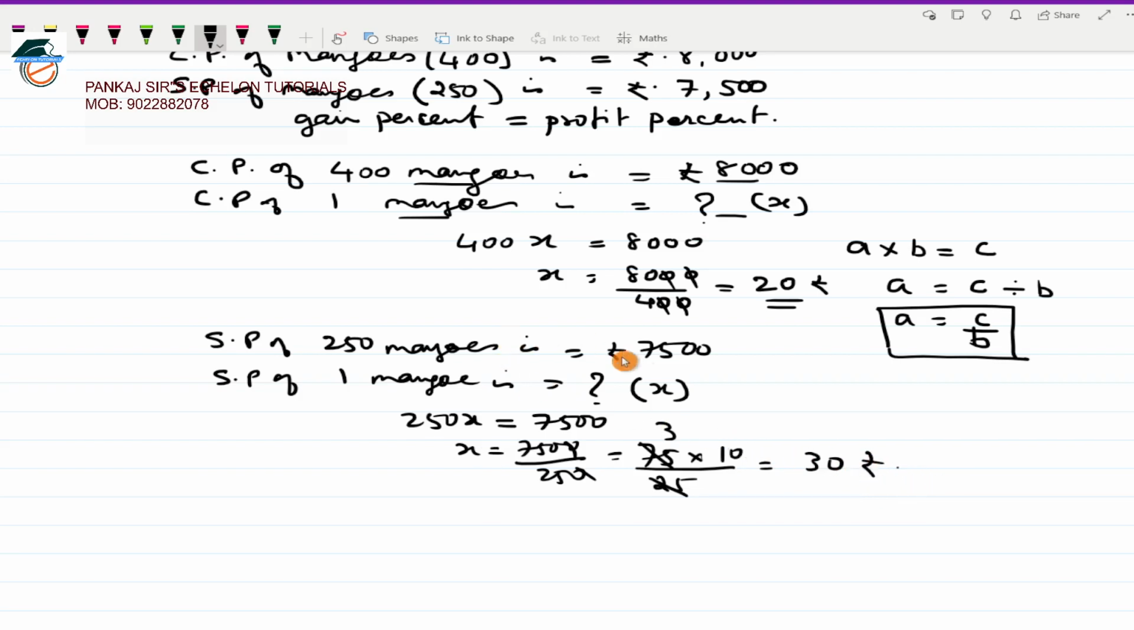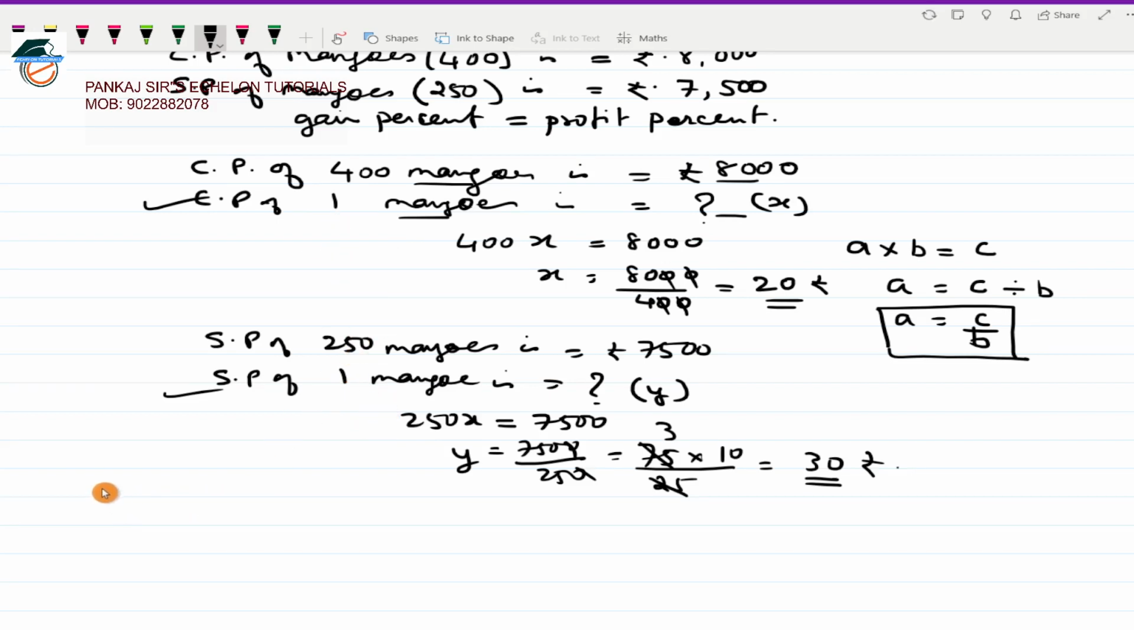Now let me take a different variable, because otherwise we'll get confused. X is the cost price of one mango, and let us take this as Y. Let us not take it as X. So selling price of one mango, let it be Y. So you are getting Y is equal to 30 rupees. Now what has happened? The cost price of one mango and the selling price of one mango you have got. So the number of mangoes has become equal. In fact, you have made it 1.